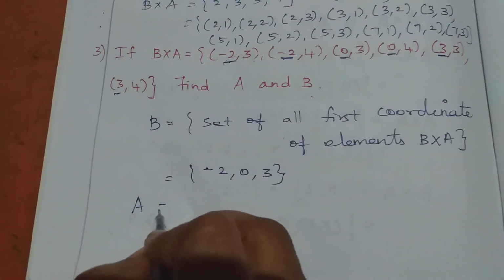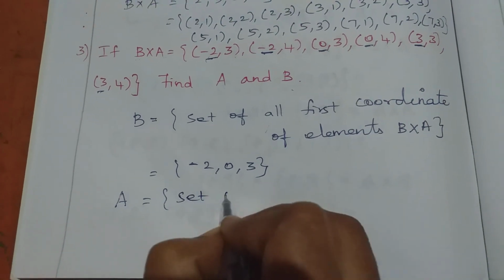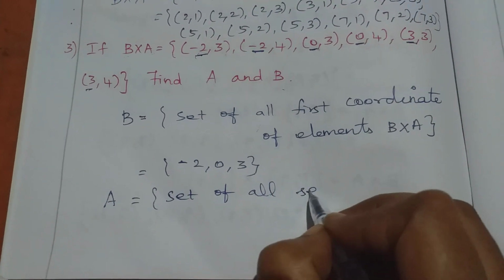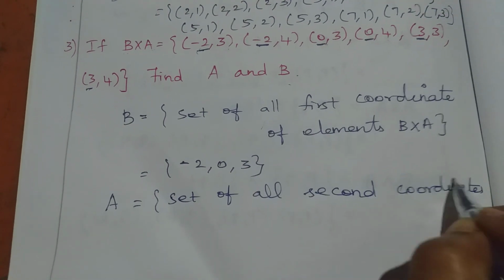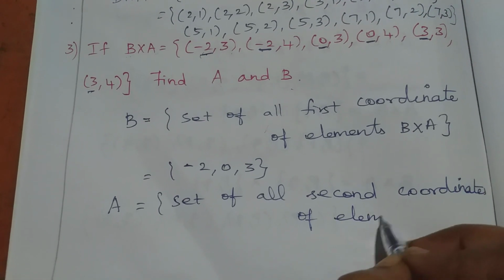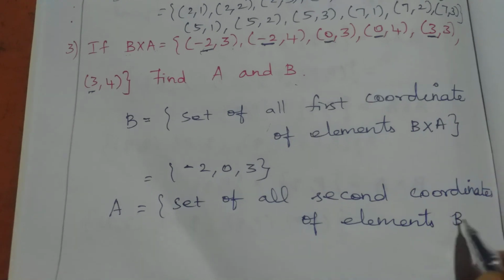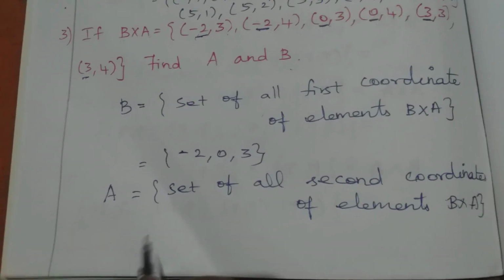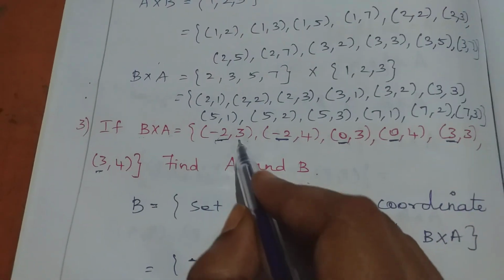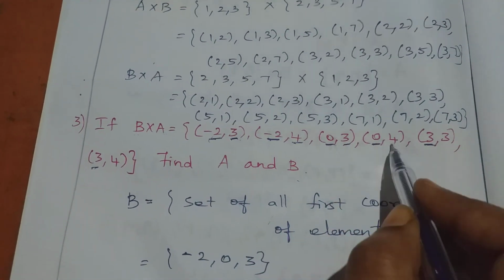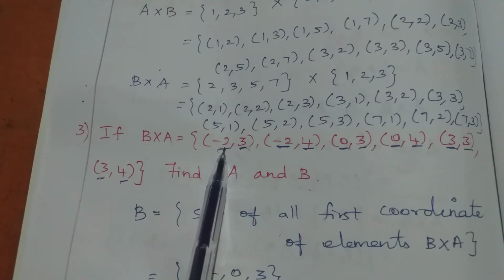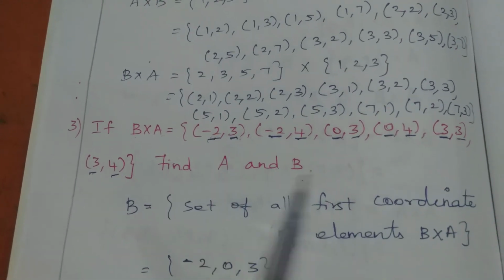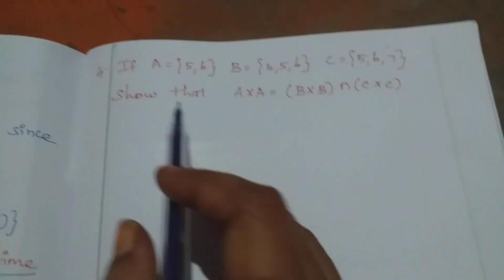Next A. So A is the set of all what elements? The set of all second coordinates of the elements of B cross A. So what are the second elements here? 3, 4. 3, 4. 3, 4. So what are the elements? 3, 4. That's all. B cross A means the first coordinate is from B and the second coordinate is from A. Okay. Next, coming to the fourth one.